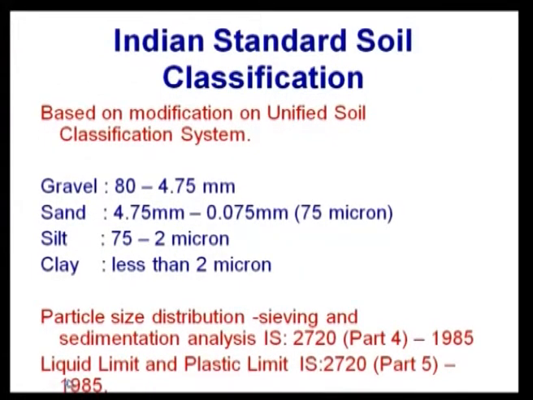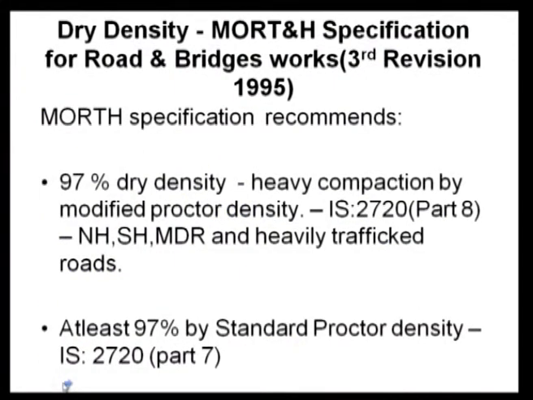So, in the Indian standard soil classification, that means based on modification of the unified soil classification system, gravel generally we take as 80 to 4.75 mm, sand 4.75 mm to 0.075 mm, silt 75 micron to 2 micron, clay generally less than 2 micron. So, particle size distribution, sieving and sedimentation analysis as per Indian Standard 2720 part 4, 1985, and liquid limit and plastic limit as per Indian Standard 2720 part 5, 1985.